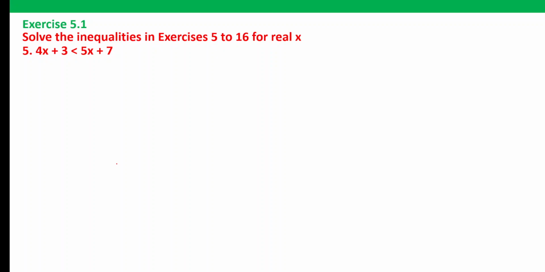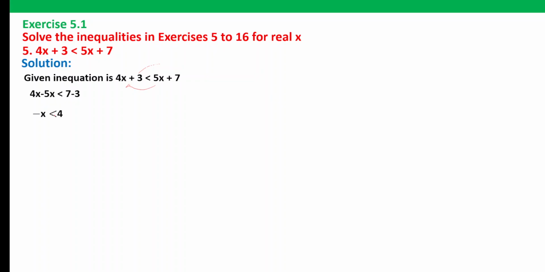Solve the inequalities in exercises 5 to 16 for real x. 4x plus 3 less than 5x plus 7. Given inequation is 4x plus 3 less than 5x plus 7. So let us transpose variables to the left hand side and constants to the right hand side. Upon transposing, 5x to the left hand side will become minus 5x, and plus 3 will become minus 3. Therefore 4x minus 5x is less than 7 minus 3.